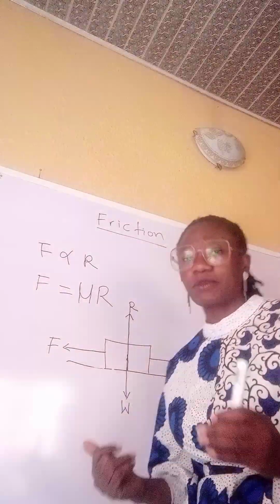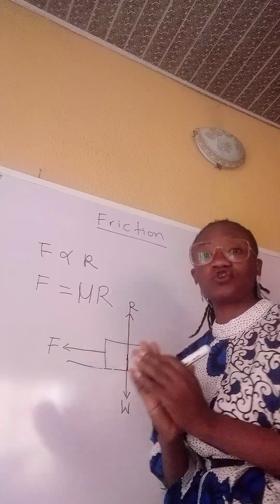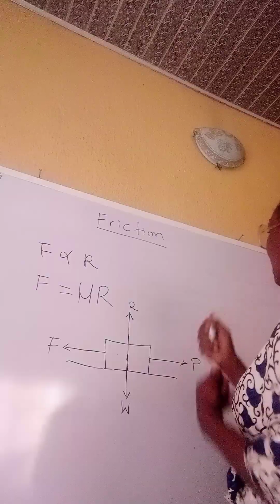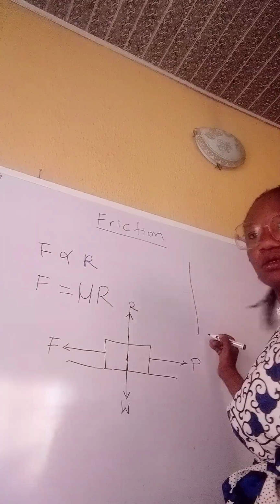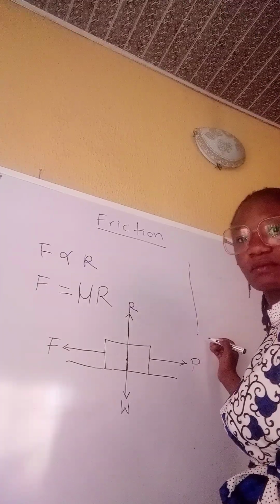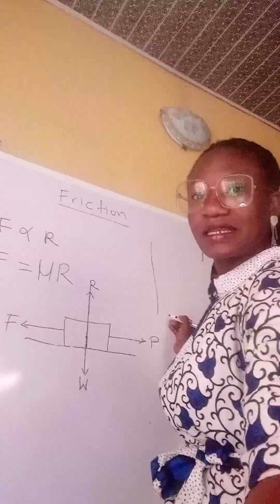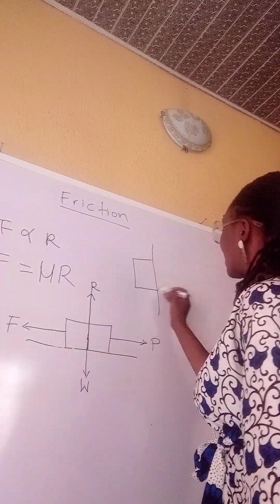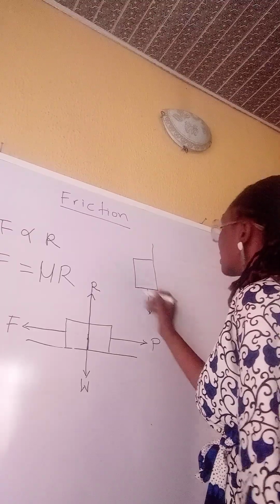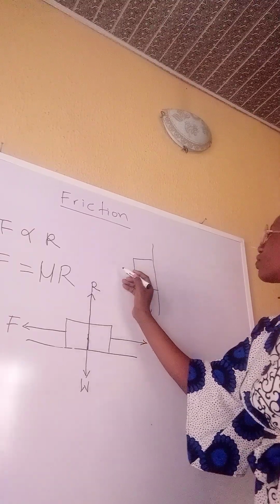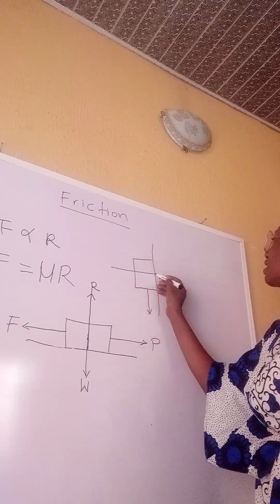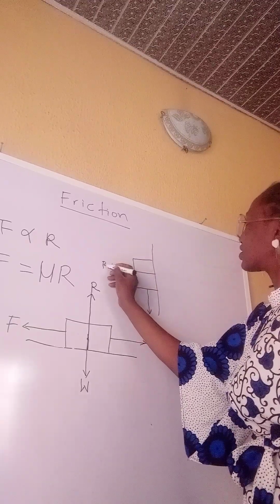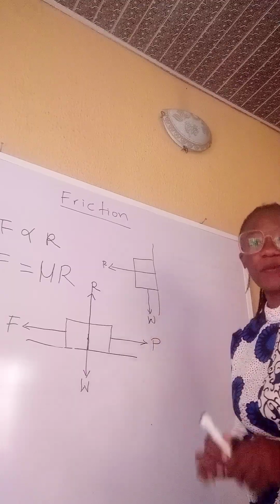I said that the normal reaction is usually perpendicular to the plane. What if the plane is like this? I hope you can see what I'm doing. If the plane is like this, the box is going to be this way. The weight will act downward. Then we have the normal reaction perpendicular to the plane. So this will be our normal reaction, while this is the weight.